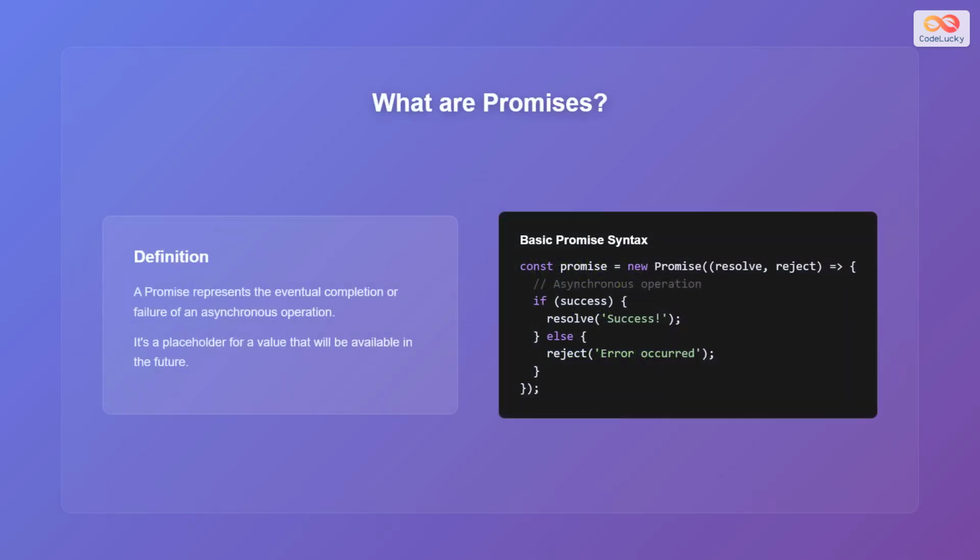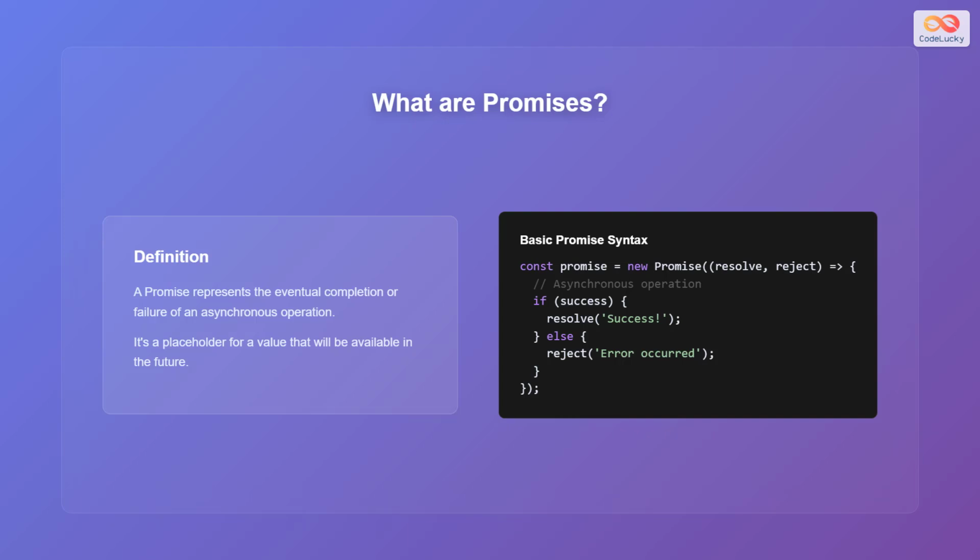A promise represents the eventual completion or failure of an asynchronous operation. Think of it as a placeholder for a value that will be available in the future. Promises help manage asynchronous code, making it more readable and maintainable by avoiding callback hell.